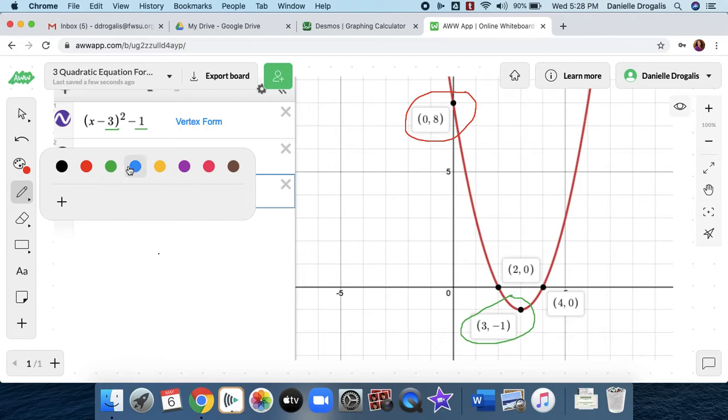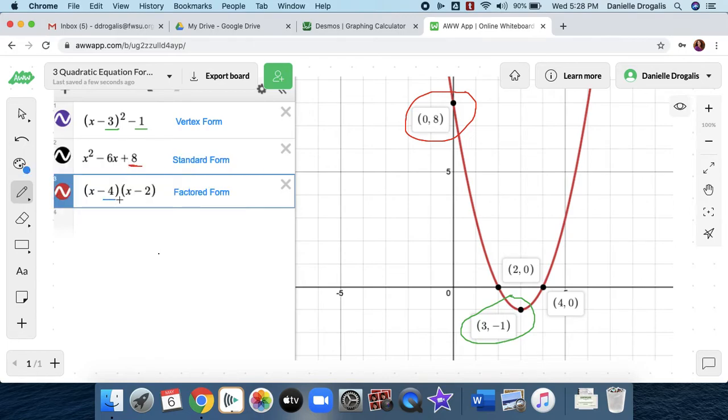The last one is factored form, and that's where we take a look at these factors, right? It's this trinomial factored, that's where the factored form comes from. And we notice that these give us x-intercepts. So here's one x-intercept, and there is the other. Now notice these do come with a sign flip, but I really want to caution you to not just go with a sign flip and not think about why that's true.